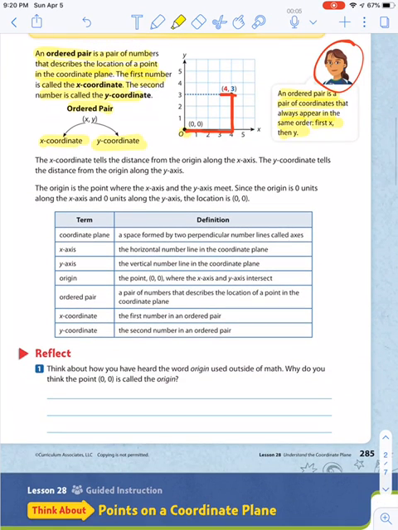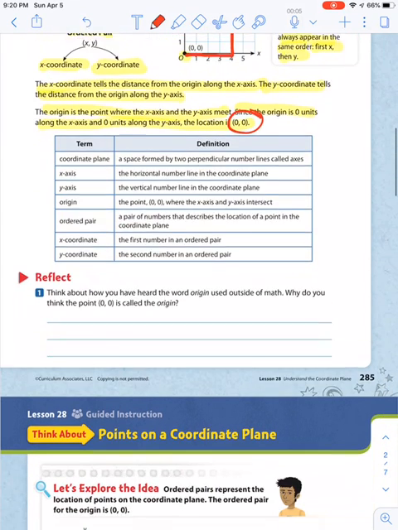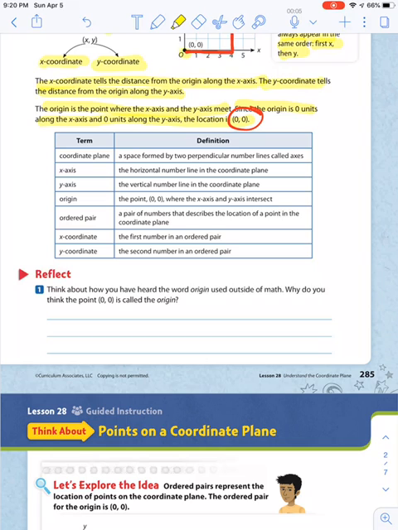Alrighty. Moving right along. It says the x-coordinate tells the distance from the origin along the x-axis. And the y-coordinate tells the distance from the origin along the y-axis. The origin is the point where the x-axis and the y-axis meet. Since the origin is 0 units along the x-axis and it's 0 units along the y-axis, its location is at 0, 0. Here are some terms and definitions to help you guys out.